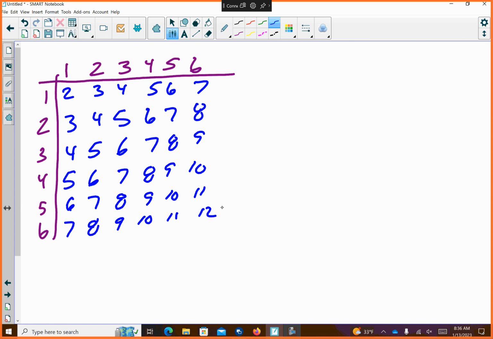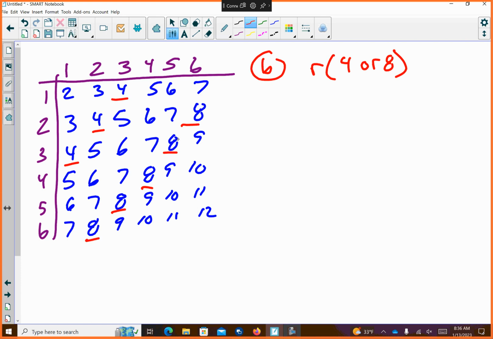Okay. So I think I can do this. So letter B we'll do in red. Probability of rolling a sum of 4 or 8. Okay. So what you're going to do is I have a 4 and I have the 8s.